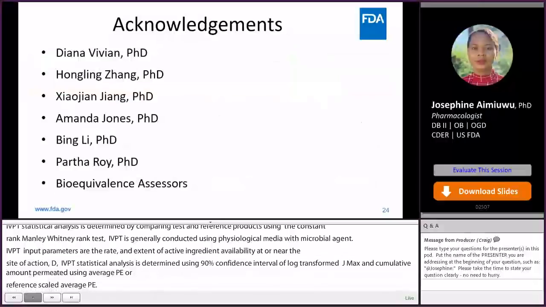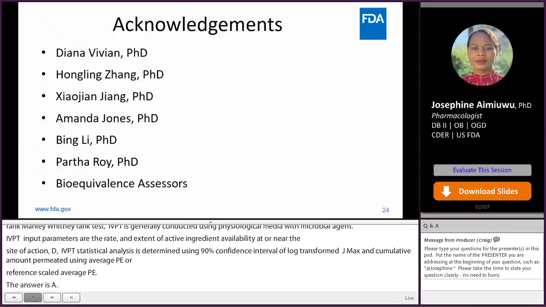Special thanks to my colleagues listed here for their contributions to this presentation. To the Division of Bioequivalence 2, the Office of Bioequivalence, and the Office of Research and Standards for their continued efforts towards developing consistent guidance recommendations for this in vitro test that could increase the efficiency of topical product submissions in ANDAs.